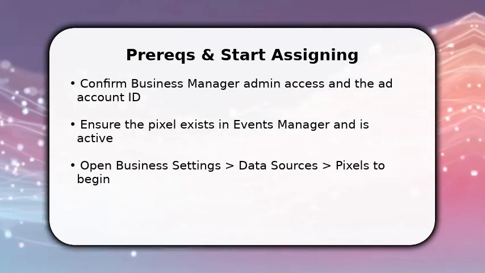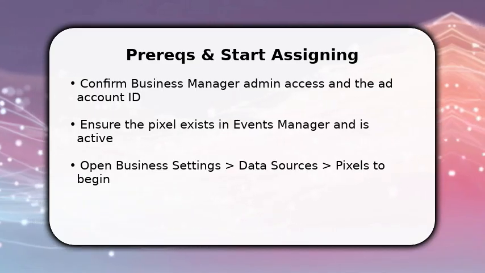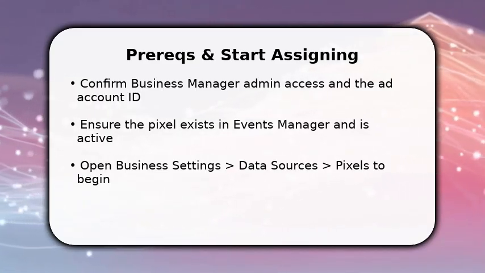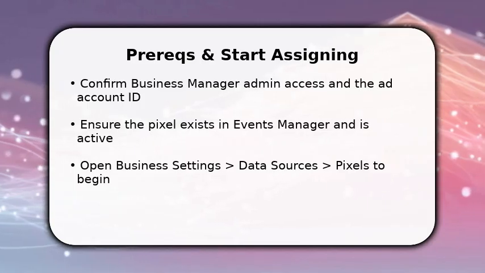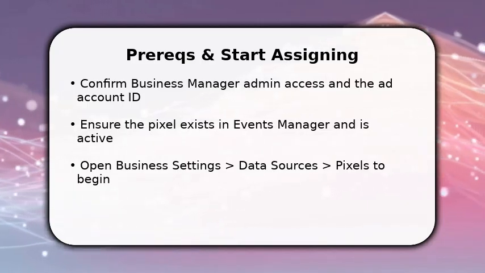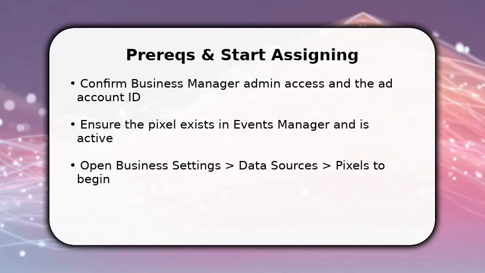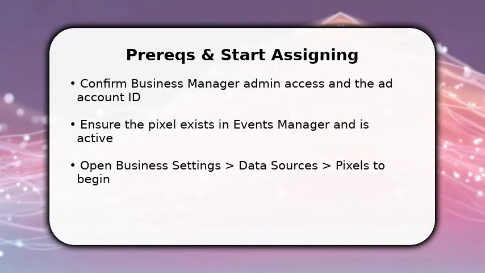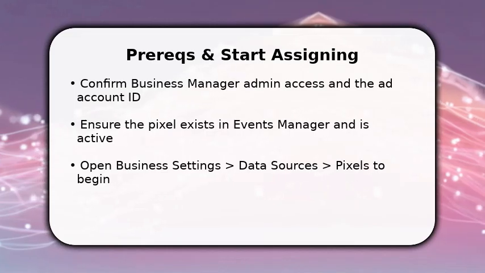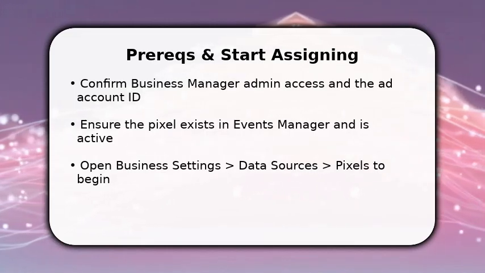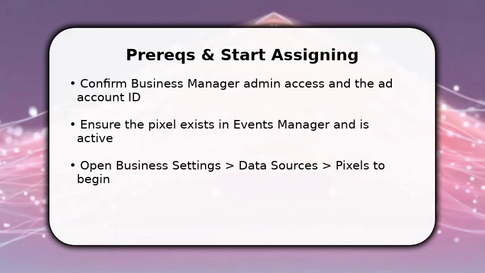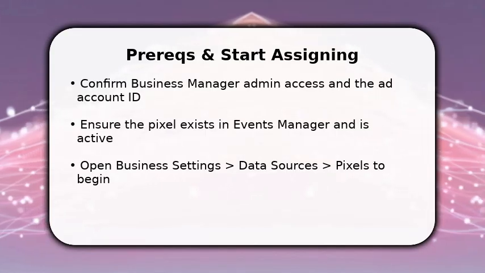First, open Business Settings, then go to Data Sources and select Pixels. Once done, pick the pixel you want to use and click Assign Partners or Assign Ad Accounts. Make sure to choose the correct ad account ID. If you manage multiple accounts, double-check the label. This immediate start avoids backtracking and gets you into the permission steps straight away.